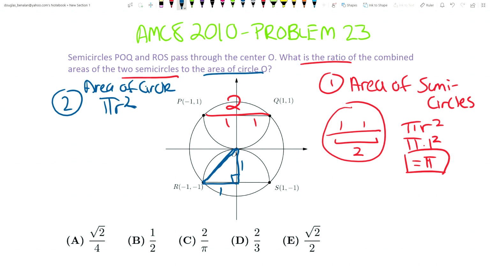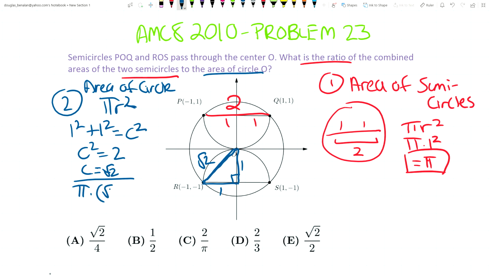And using the Pythagorean theorem, we get 1 squared plus 1 squared equals c squared. So c squared is 2, so c is the square root of 2. So this is the square root of 2. Okay, and then now we need to use pi r squared, which is the area formula. So it's pi times the square root of 2 squared, and that's equal to 2 pi.